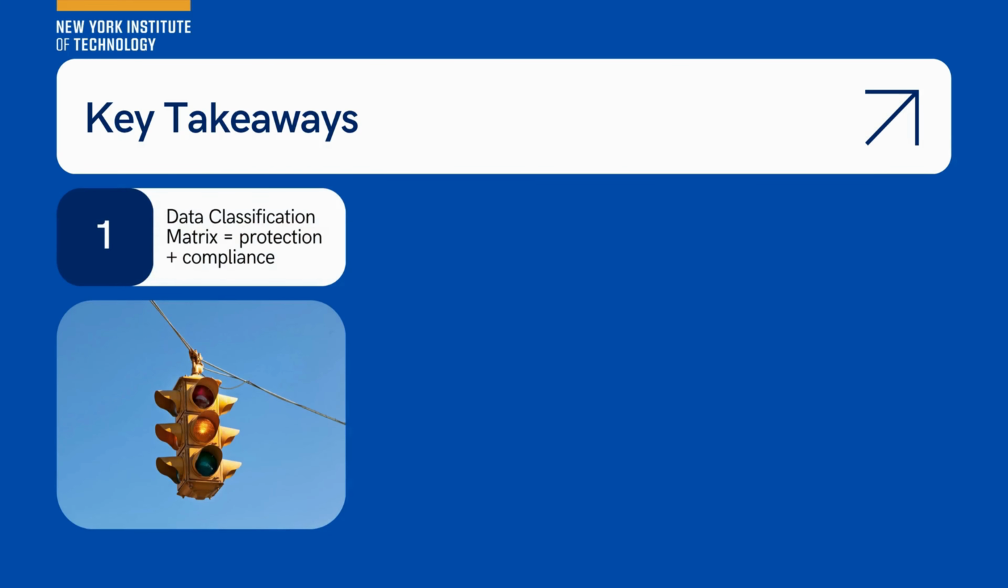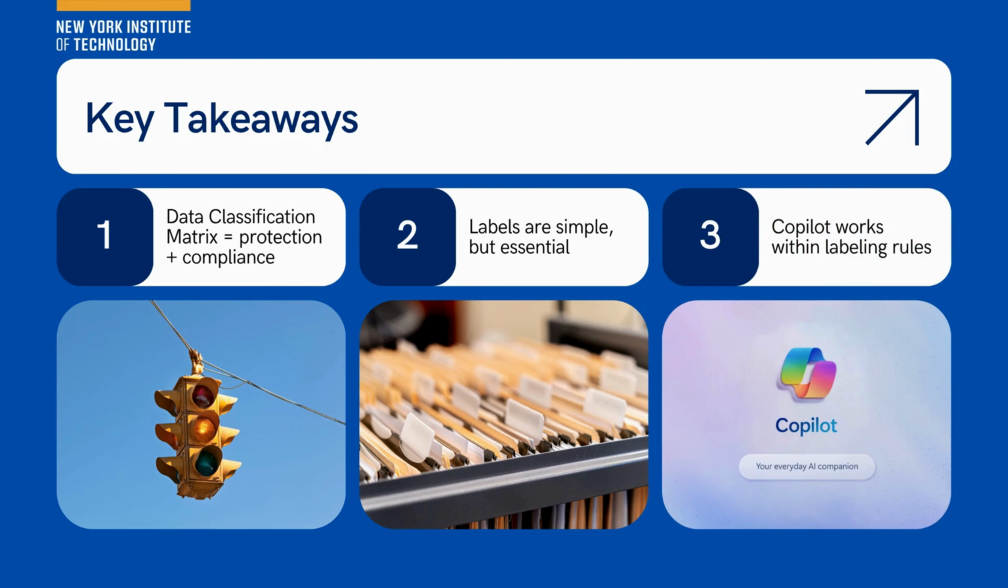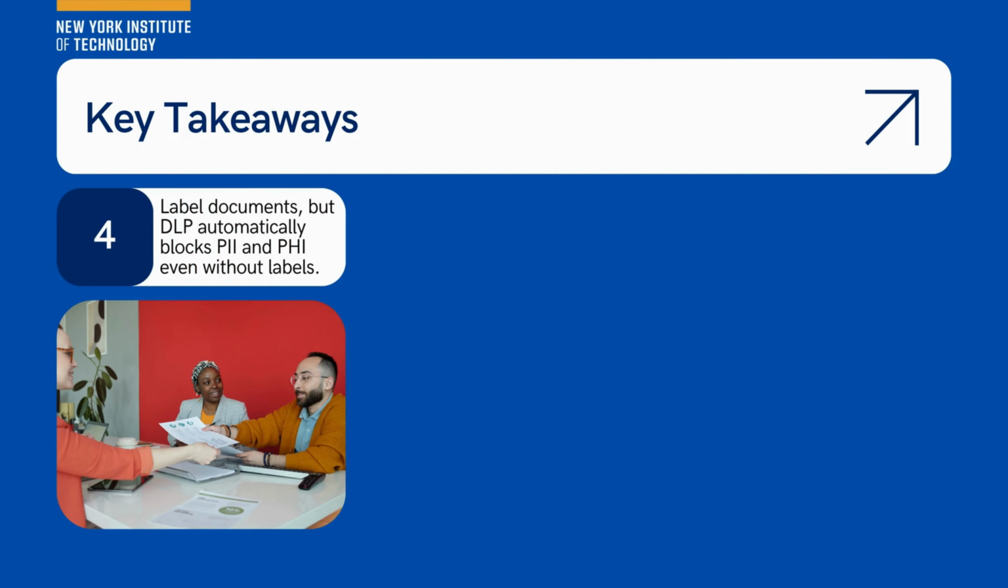As we wrap up this training, let's review the most important points you should carry forward. These reminders will help you confidently apply data classification in your daily work and make the most of Microsoft 365 and Copilot. New York Tech's data classification matrix safeguards institutional data and aligns with regulatory requirements. Labeling documents in Word, Excel, and PowerPoint is simple, but vital for maintaining security. Copilot's advanced features work together with the labels you apply, supporting secure, efficient workflows. Always label documents before sharing, collaborating, or using Copilot.